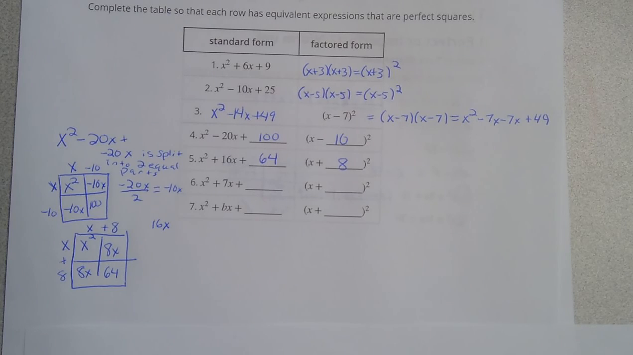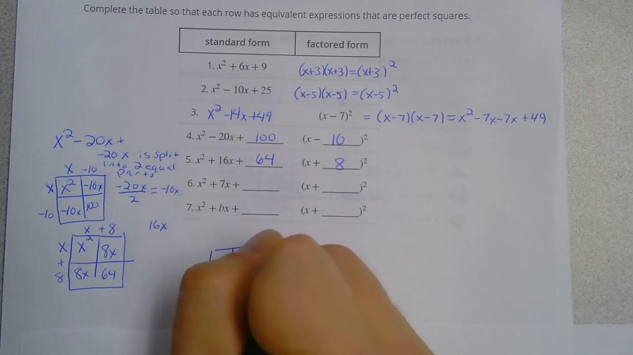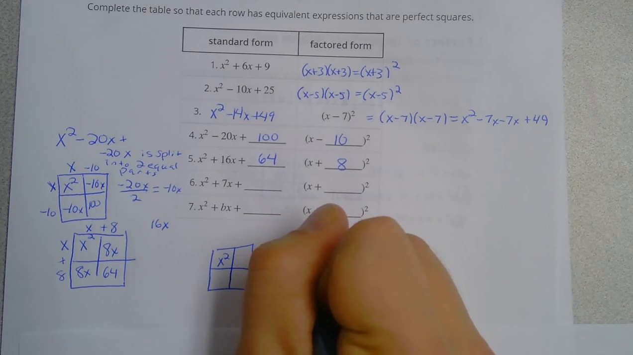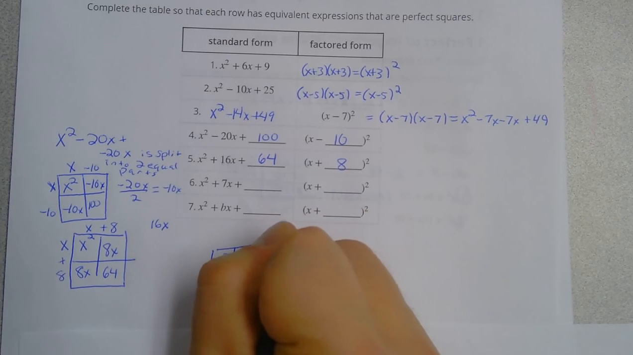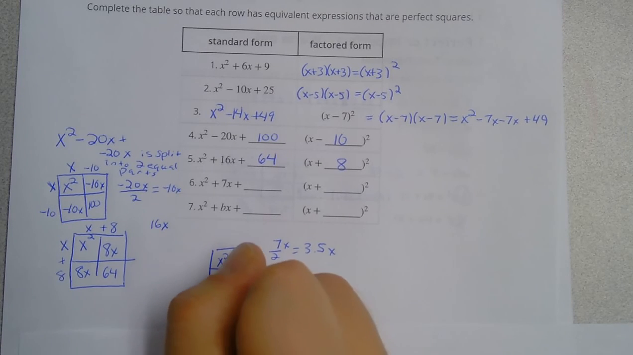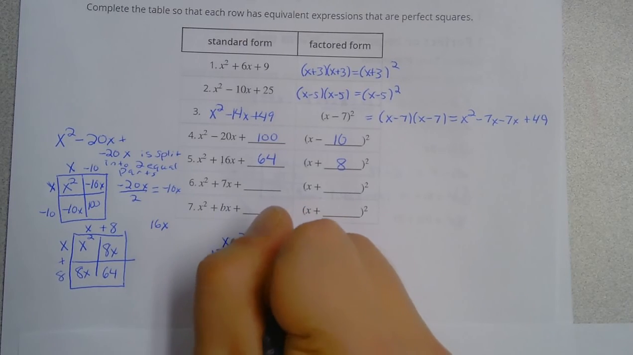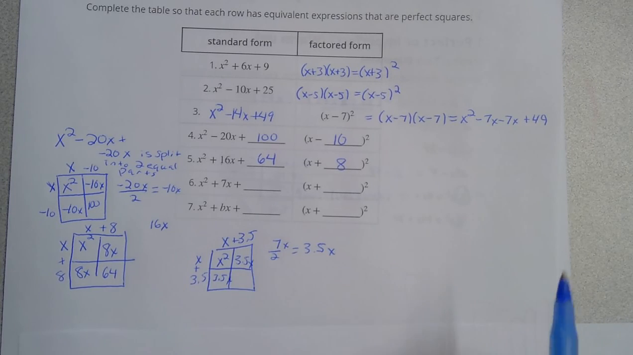And then for my last one, we'll draw another picture. We have x squared plus 7x. So we have x squared here. 7x divided by 2 is going to be 3.5x. So we have 3.5x and 3.5x. So I'm going to have x and plus 3.5 and x and plus 3.5. And then when I multiply 3.5 times 3.5, you get 12.25.